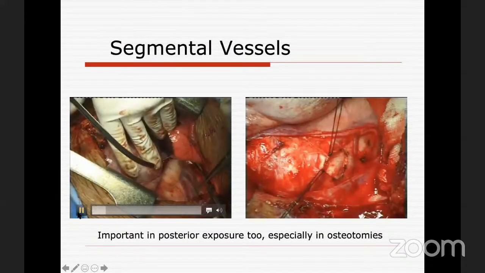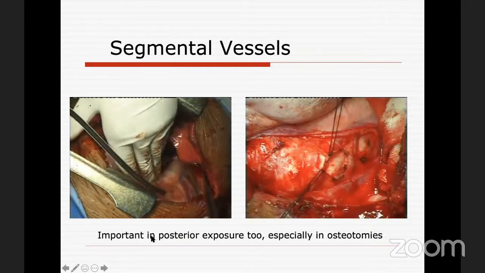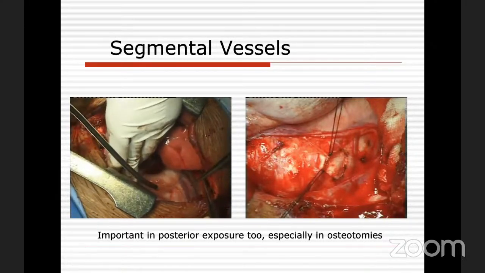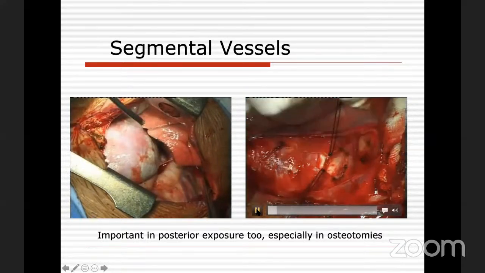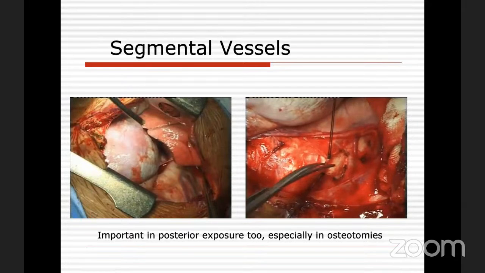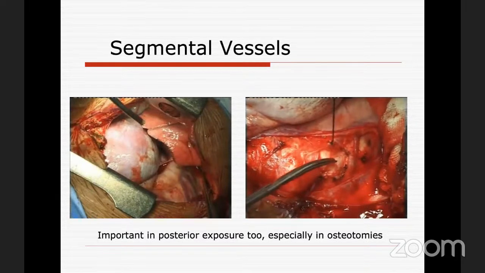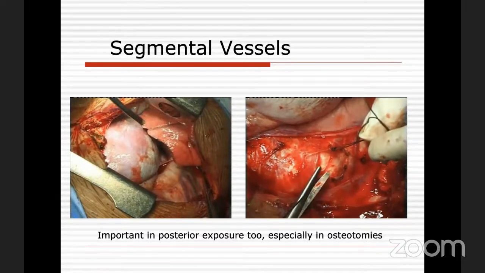If you're going for an anterior approach, then one has to be very careful when dealing with these segmental vessels. You can see that if these segmental vessels skip from your control, they can bleed exponentially. You can either use ligature clips or ligatures to cut them off and fully secure them.